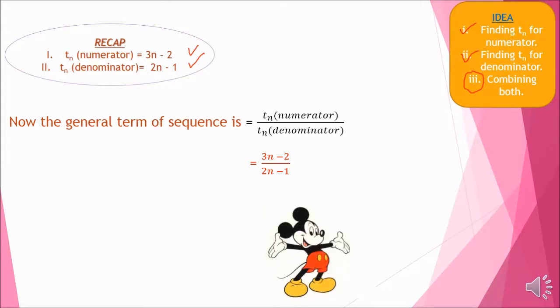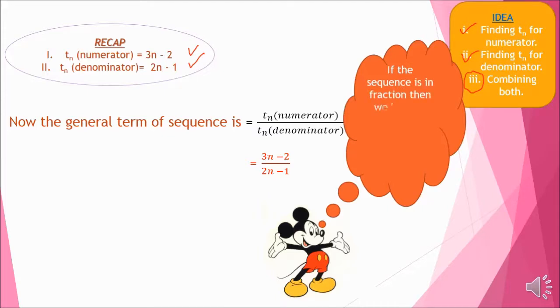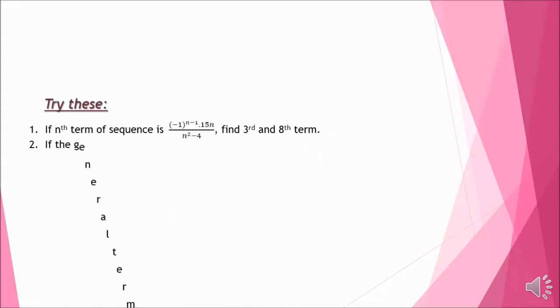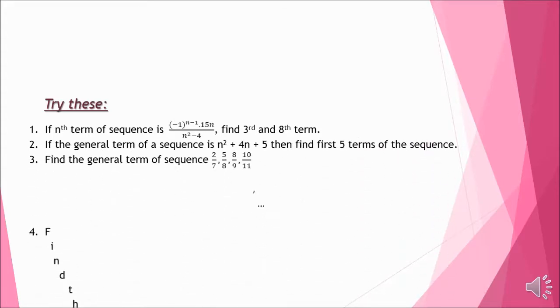Now let's see what Tom has understood. Tom has understood that if the sequence is in fraction form, then we have to find the general term of both the numerator and the denominator. So Tom has understood correctly. So do you. Try these questions. These are the exercise questions for you. If you have understood those examples, then you can easily do these questions.